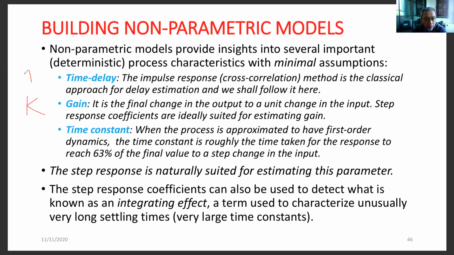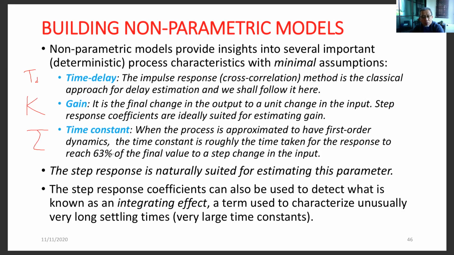So time delay, usually they use as TD, okay. And then the time constant, usually referred to as tau, occurs in the system, especially the first order dynamic system. The definition of time constant is the time taken when the response reaches 63% of the final value for a step change in the input. So this one I will also discuss in chapter 2, about 1 or 2 hours from now.